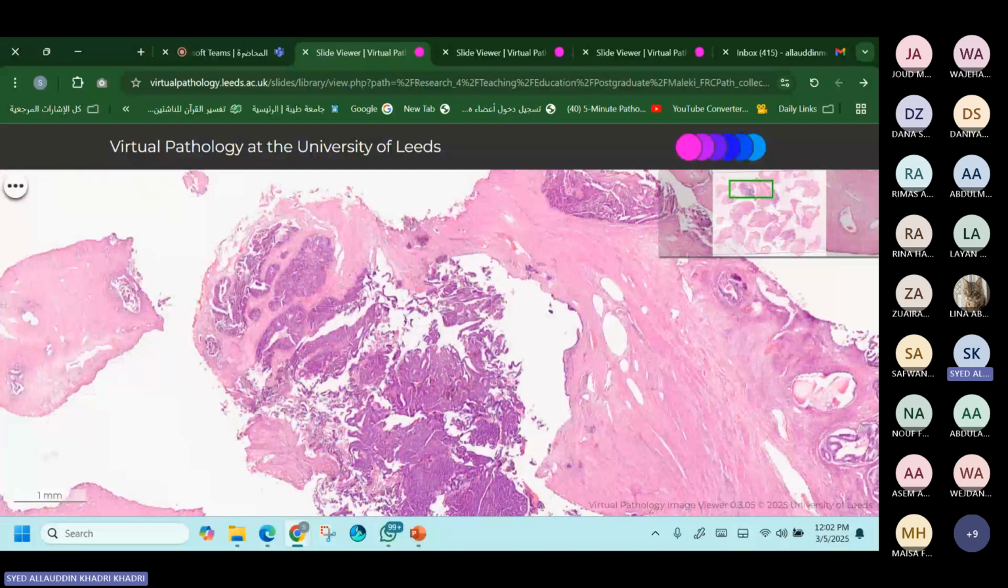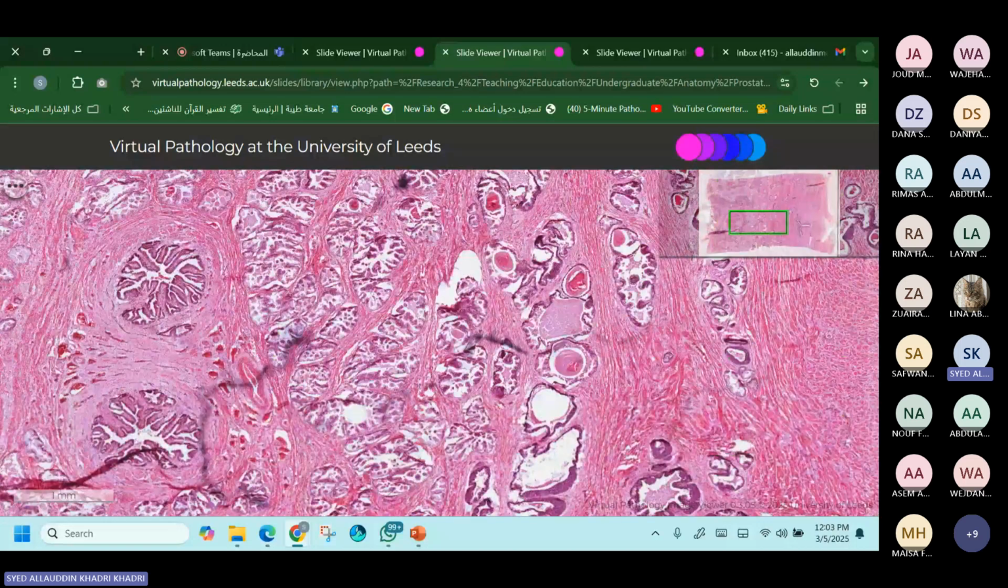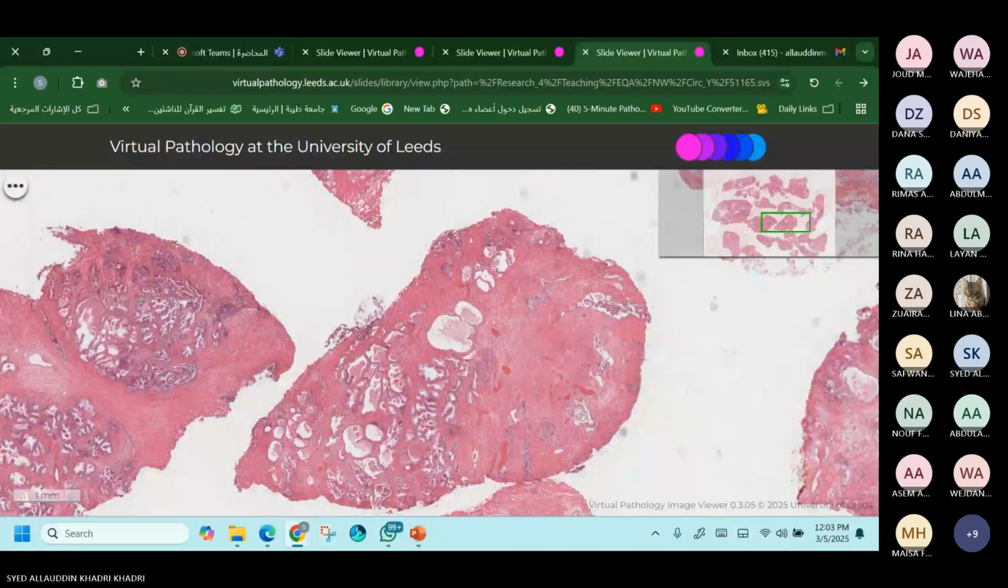But you go to here, you can see only BPH with stroma and the glandular enlargement, all hyperplastic glands and the stroma. But here you can see very normal looking stroma and the gland. See very clearly. Understand?